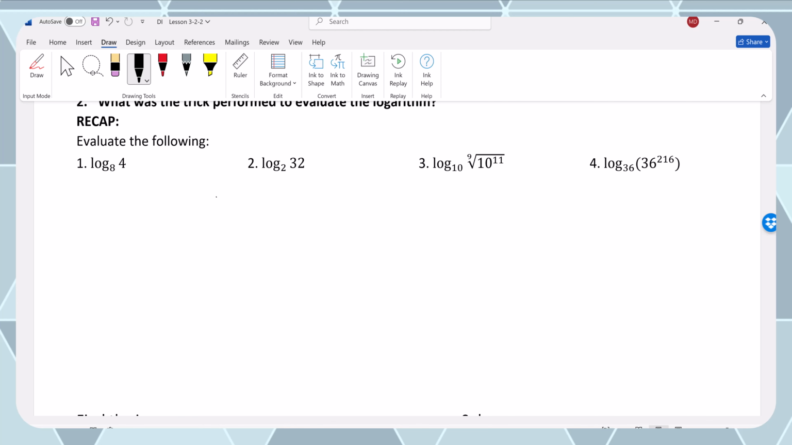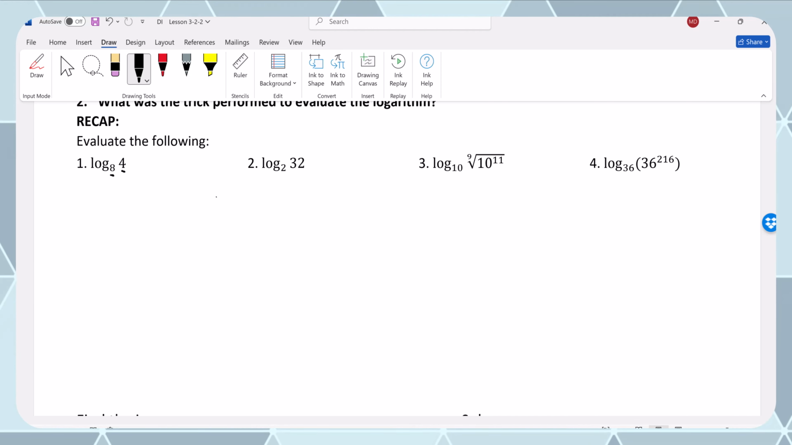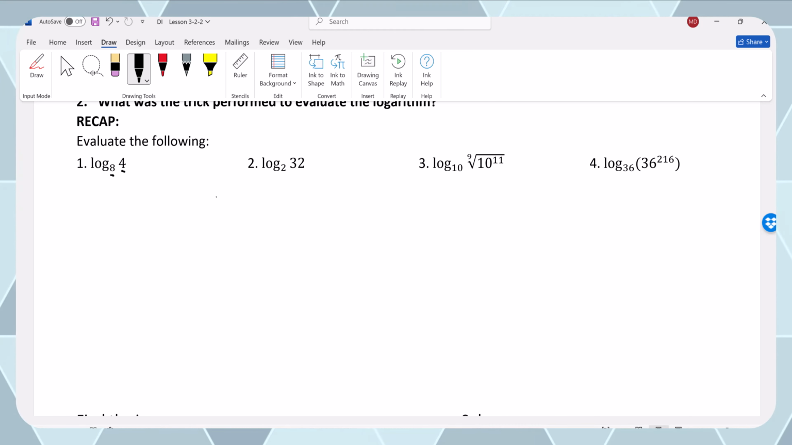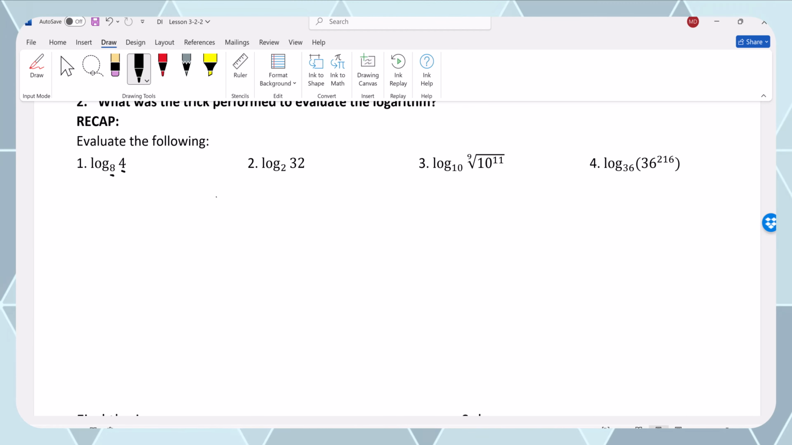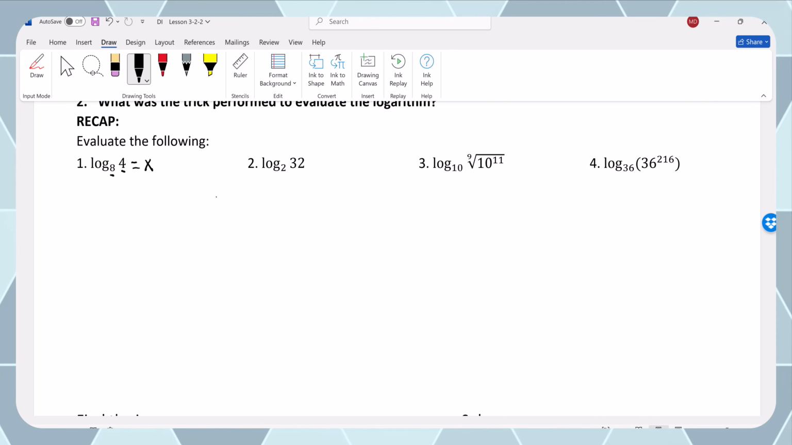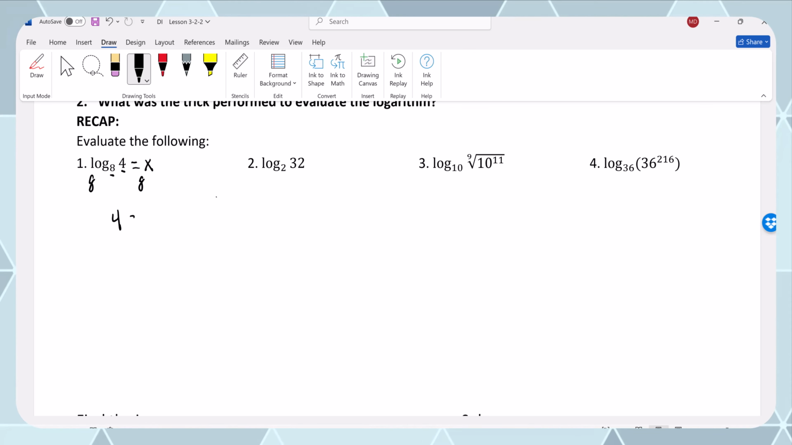So piggybacking off of what we learned with logs, sometimes when we can't make the bases the same, like what power do I raise 8 to get 4? It's a little awkward. So what we do is we say it equals some number x. Then we convert it into an exponential equation. So I get 4 equals 8 to the x power.